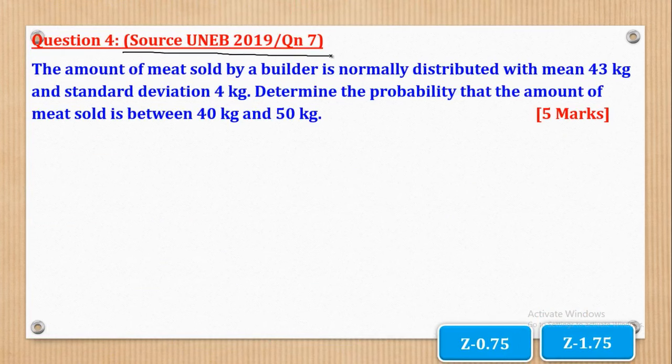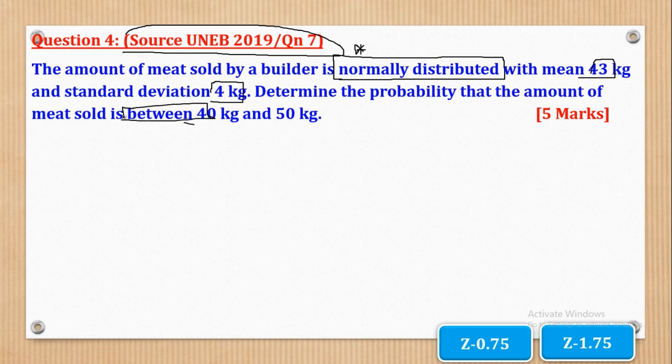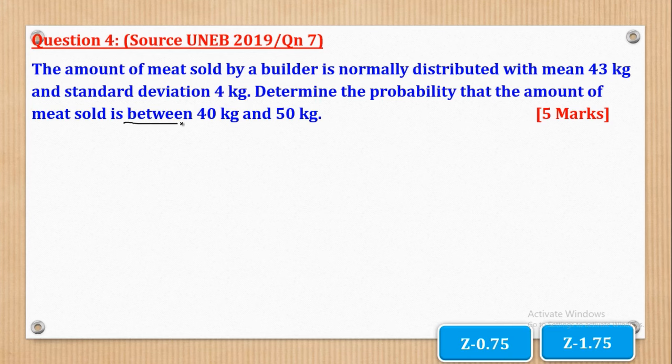Question 4 came from UNEB 2019 paper 2 question 7, and it says the amount of meat sold by a builder is normally distributed. In questions of normal distribution, this word must appear for you to know that you are going to use normal distribution. So it's normally distributed with mean 43 and standard deviation 4 kilograms. Determine the probability that the amount of meat sold is between 40 and 50 kilograms. The keyword to use here is the word between. You must be able to represent this word between in terms of mathematical inequalities.